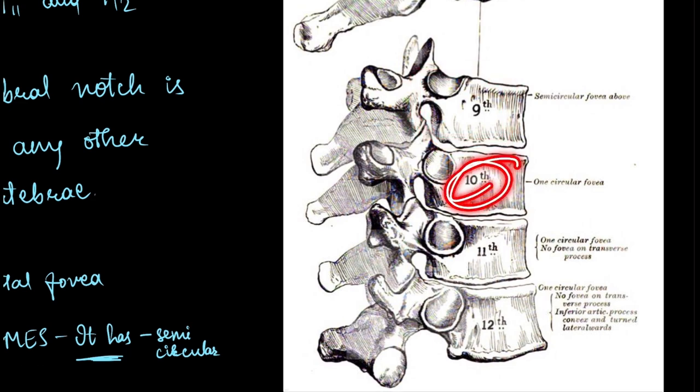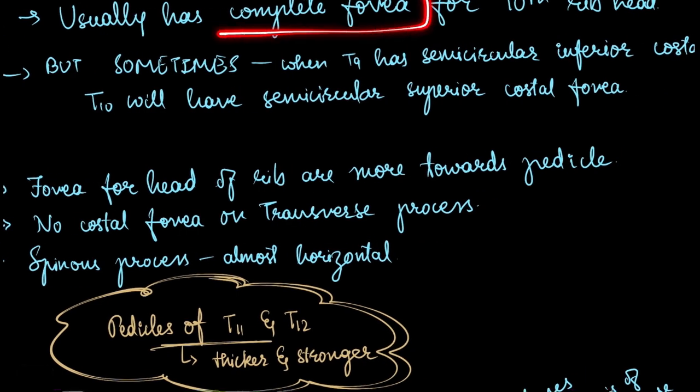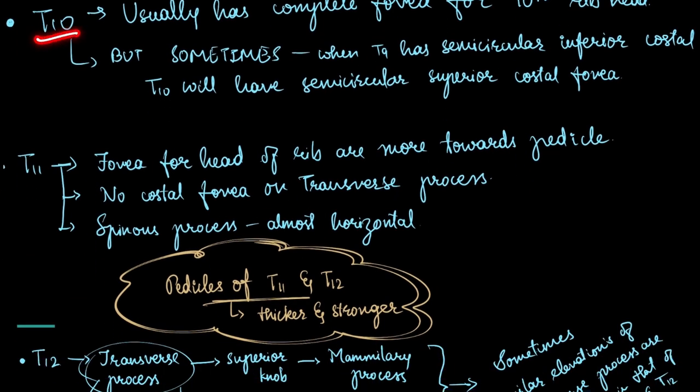Then what about 10th thoracic vertebrae? You can see only superior costal fovea. Usually it has superior costal fovea and which is complete. Okay, 10th thoracic vertebrae has complete costal fovea for 10th rib, so that it can articulate with the head of 10th rib.